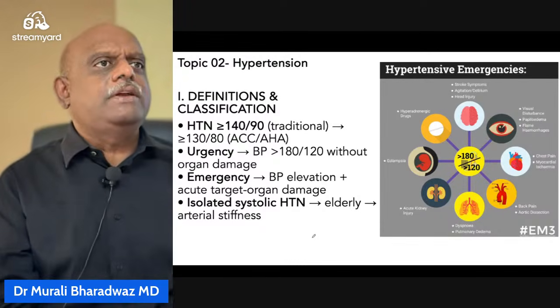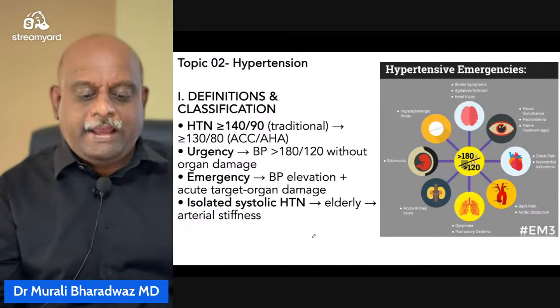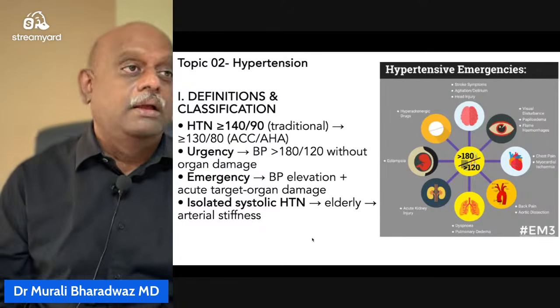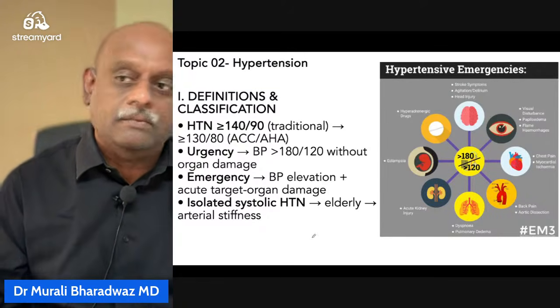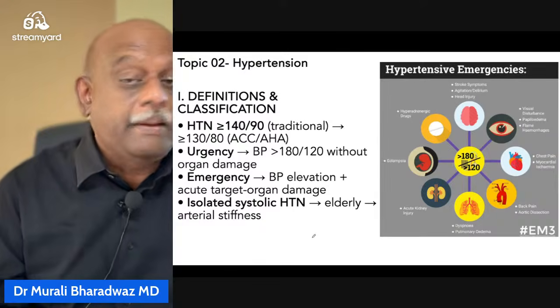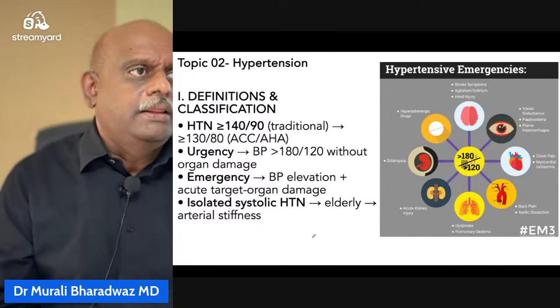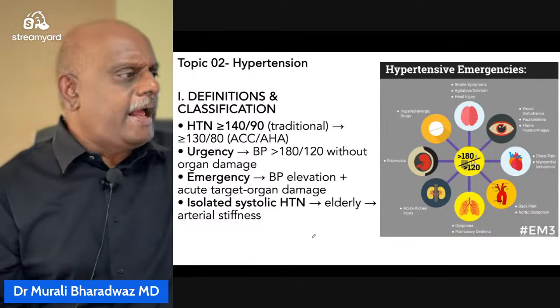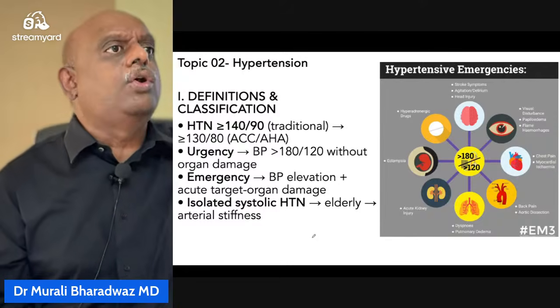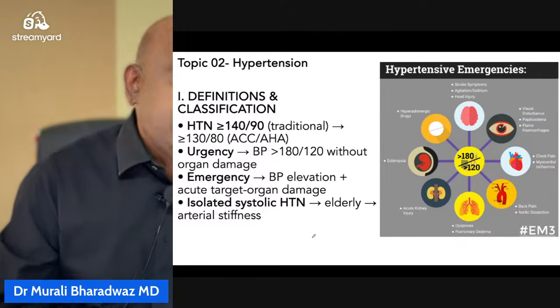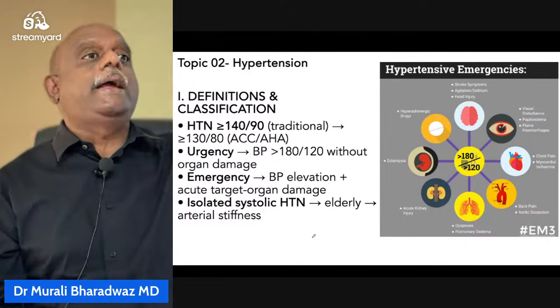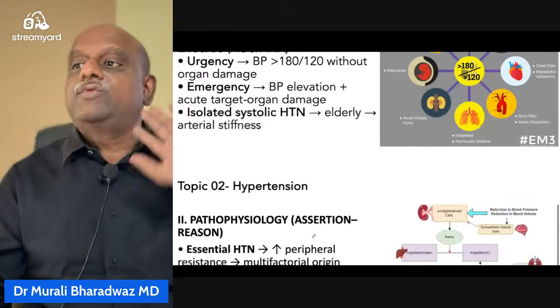BP elevation with acute target organ damage is called emergency. Then in elderly people, you will find diastolic normal but systolic only elevated. That's called isolated systolic hypertension in the elderly, is what you need to remember.